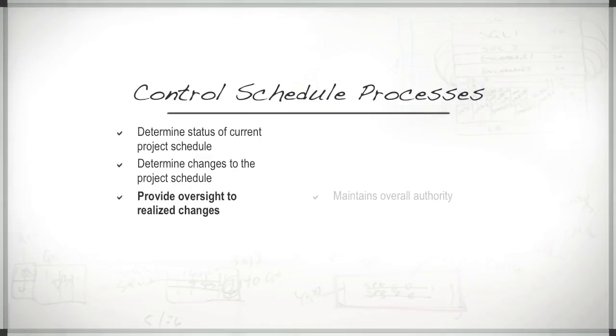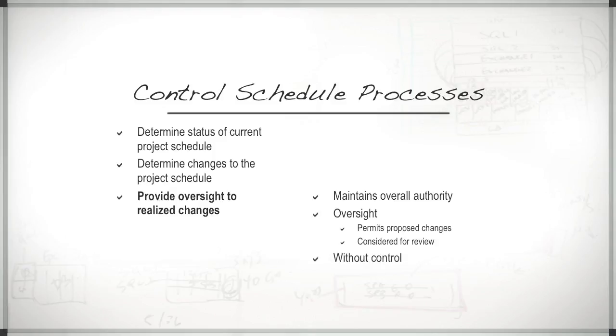The project manager maintains overall authority of all activities that occur within the confines of the project. It is the project manager's oversight that permits proposed changes to be considered for review and approval through the proper processes. Without this level of control and governance, there would be no way that the project manager or project team would be able to drive project activities without substantial impacts to the project's critical path.